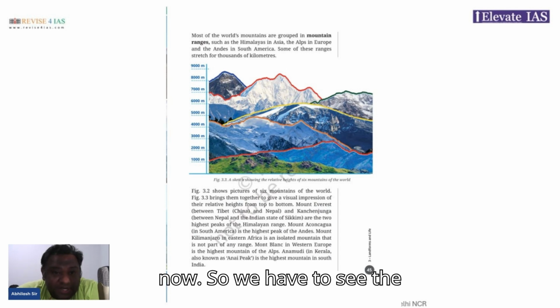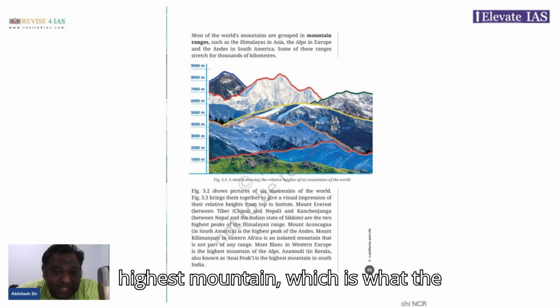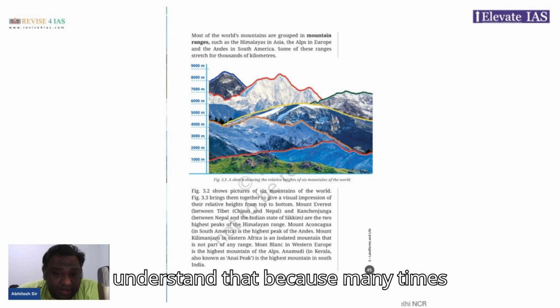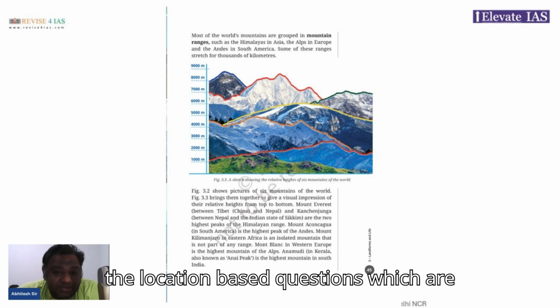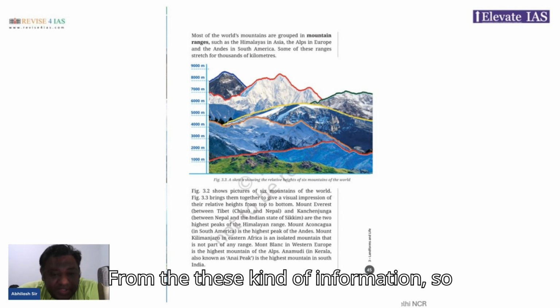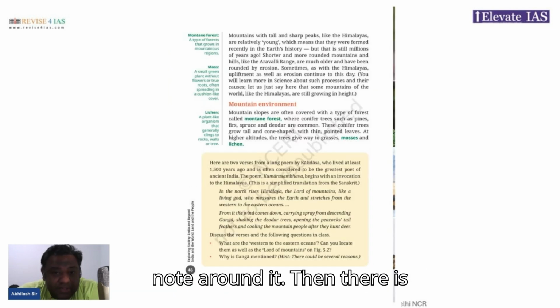Now, we have to see the various, also there's GK type of information, which is where the highest mountain is, what the heights and altitudes are. We have to also understand that because many times the location based questions which are asked are from these kinds of information. So you need to make a note around it.